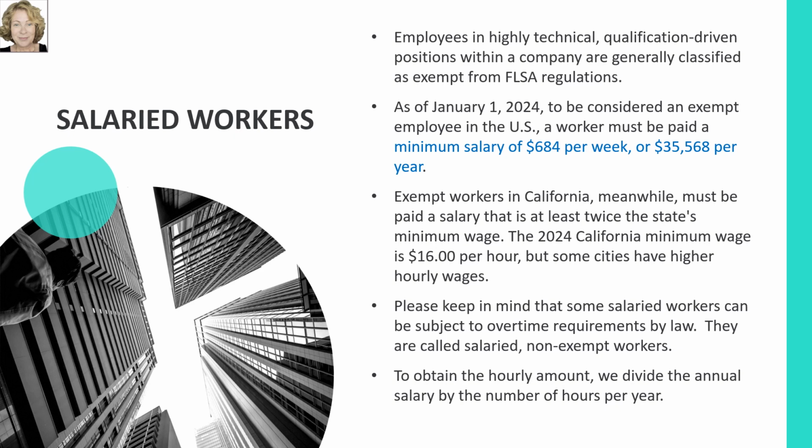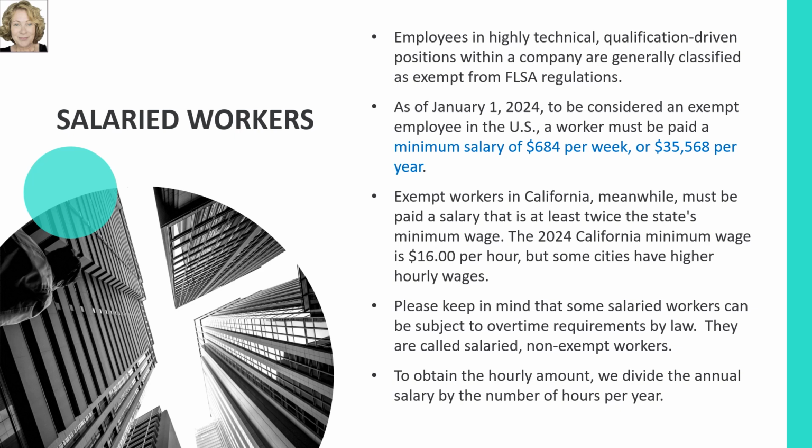But not everyone can be a salaried worker. As of January 1st, 2024, to be considered an exempt employee in the United States, a worker must be paid a minimum salary of $684 a week or $35,568 per year. In California, exempt workers must be paid a salary that is at least twice the state's minimum wage. Accountants, lawyers, executives, those are the type of positions, typically administrative, that are considered salaried positions.